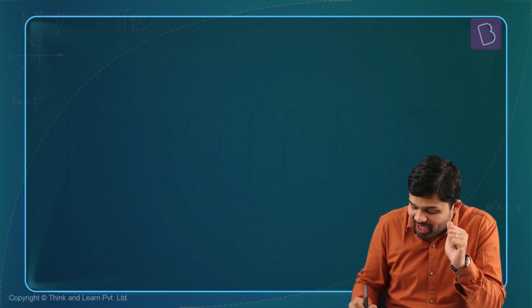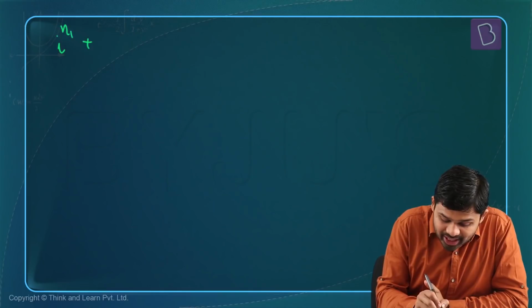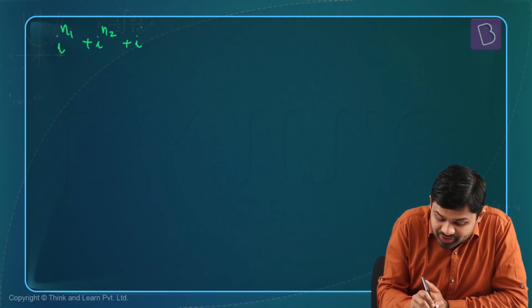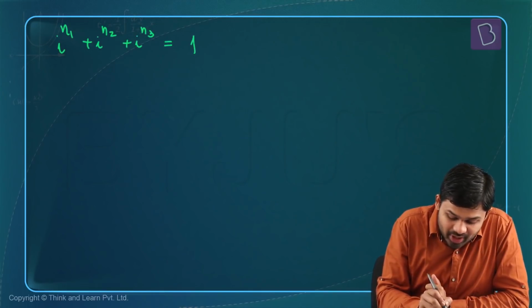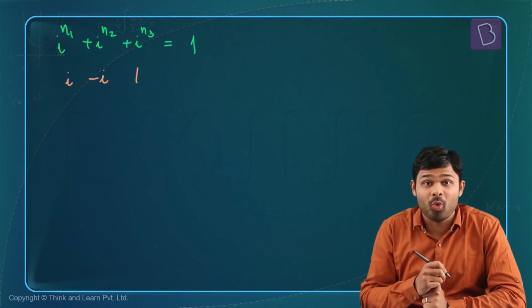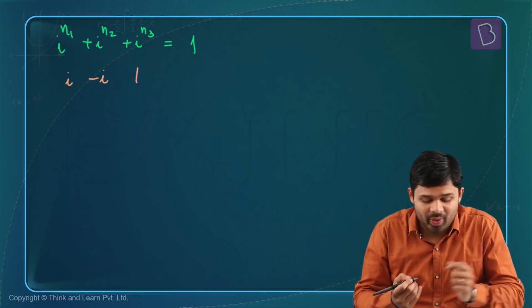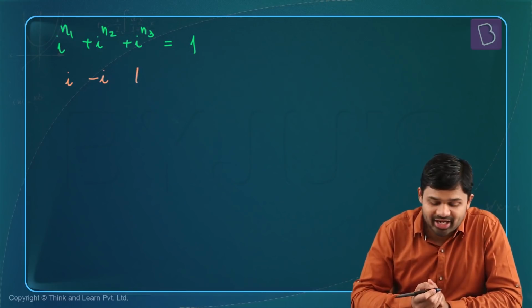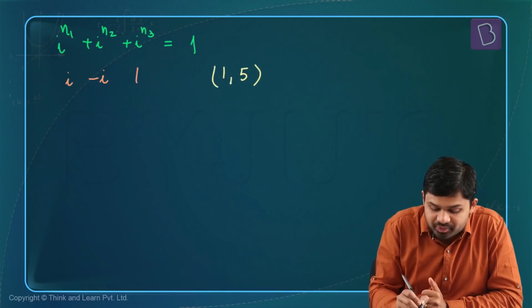Okay, now let's look at the other case when iota to the power n1 plus iota to the power n2 plus iota to the power n3 is equal to 1 because of iota to the power n1 being iota, the next term being negative iota and the next term being 1. Well, this can happen again in some different ways. When you have iota, you can get iota if n1 is either 1 or 5.